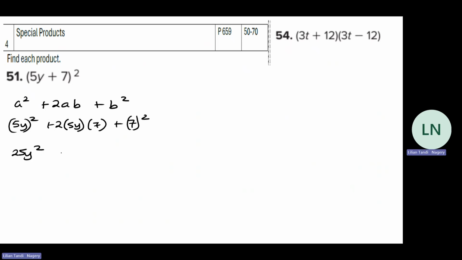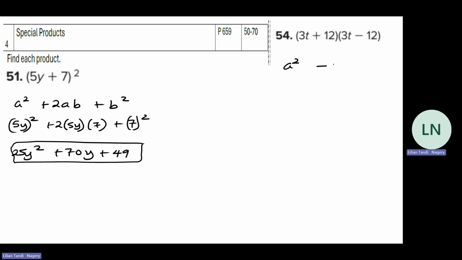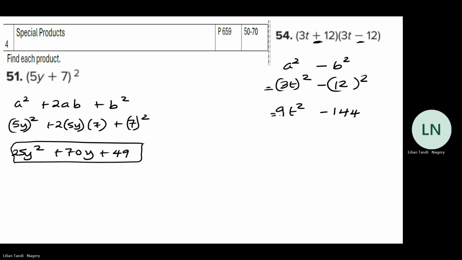25y squared plus 70y plus 49. And you box your answer. Okay? This will be a squared minus b squared because you have a product of a sum and a difference. So it will just be like that. So 3t squared minus 12 squared. 9t squared minus 144. And you box your answer.